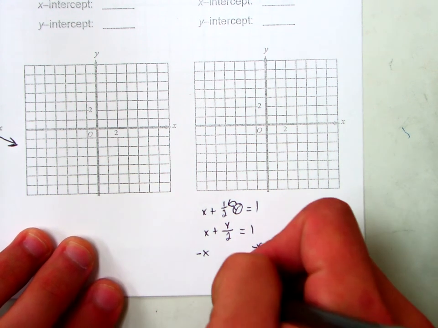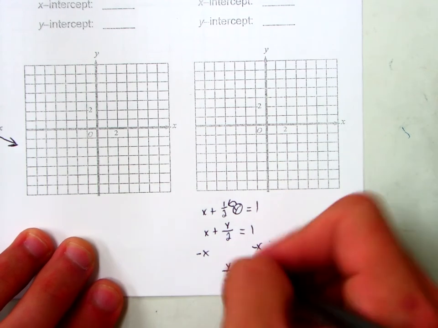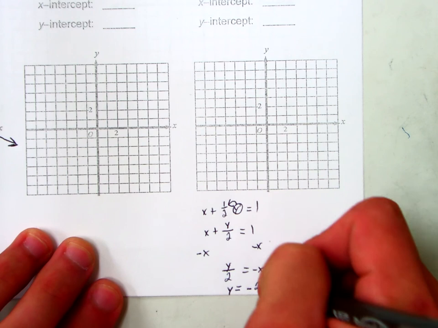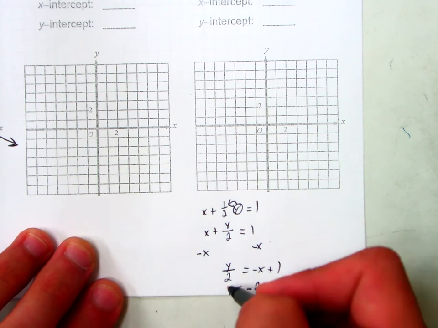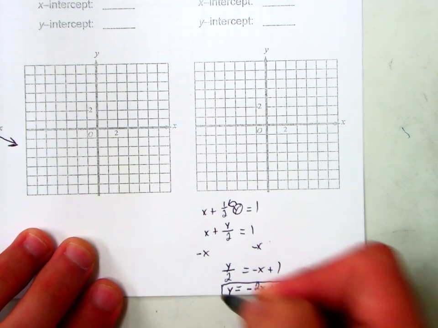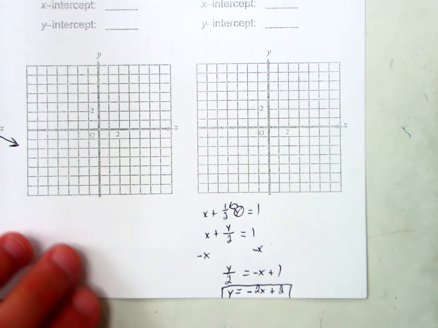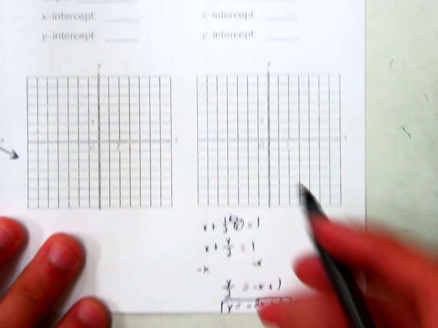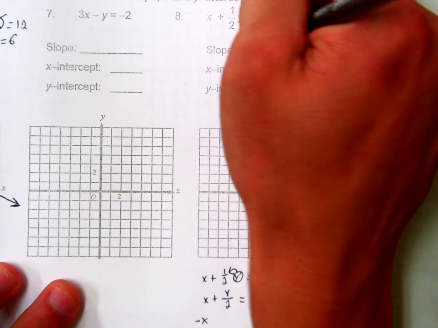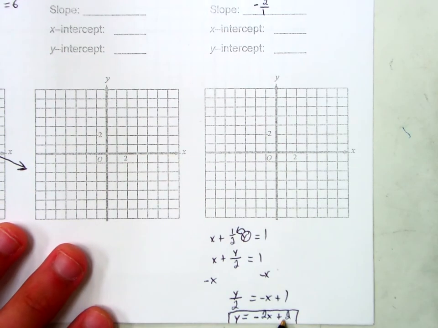So I'm going to multiply by 2 on both sides. Multiply everything by 2, so I'm going to end up having y equals negative 2x plus 2. Notice I just multiplied negative x by 2 and 1 by 2. And I multiplied y divided by 2 by 2. Okay, so there's my equation solved for y. My slope is going to be negative 2 over 1. My y-intercept is going to be 2.